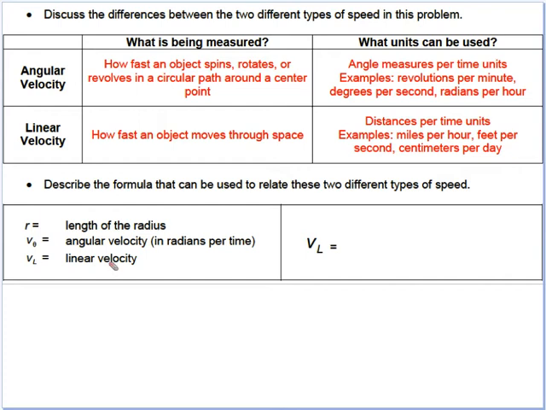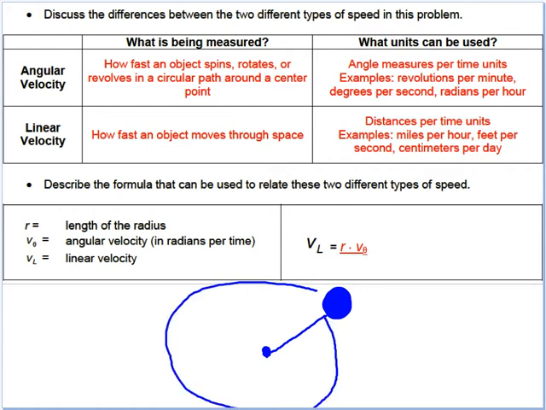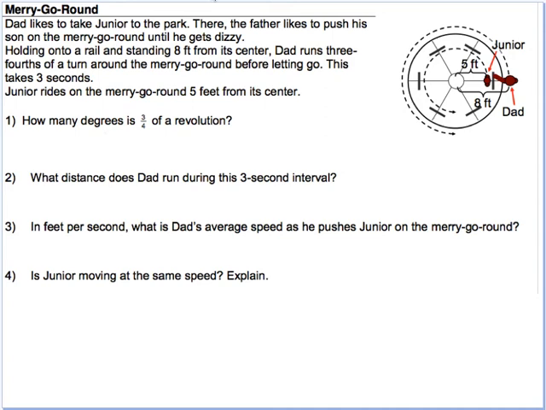For linear velocity, you multiply your angular velocity times the radius. Something is still going around in a circle. Say you have a ball attached to a string, and somebody is right here spinning that ball around. Linear velocity tells you how fast that ball is moving as it rotates. Angular velocity is how fast the person in the center is spinning.